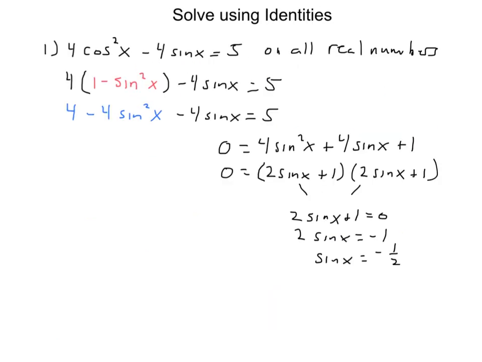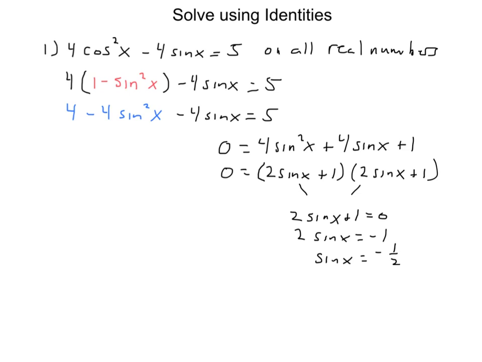Here's one using identities. I've already written this one out. In this problem, we have 4 cosine squared x minus 4 sine x equals 5. We want to solve it for all real numbers. We'll finish that one up in a second. What I'm going to do on this one, right away, the fact that I have 2 different trig functions here tells me there's a problem because I don't have the multiplication to help me out there.